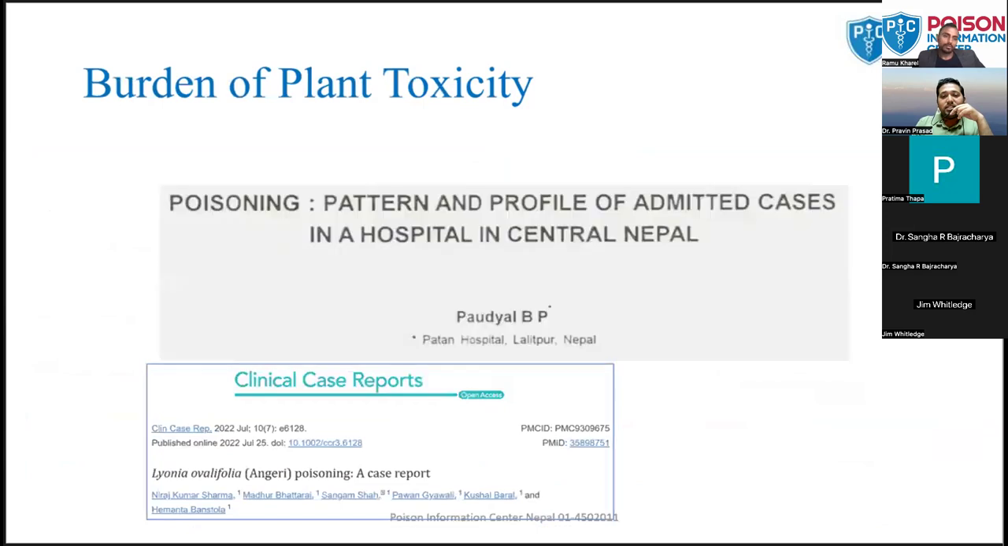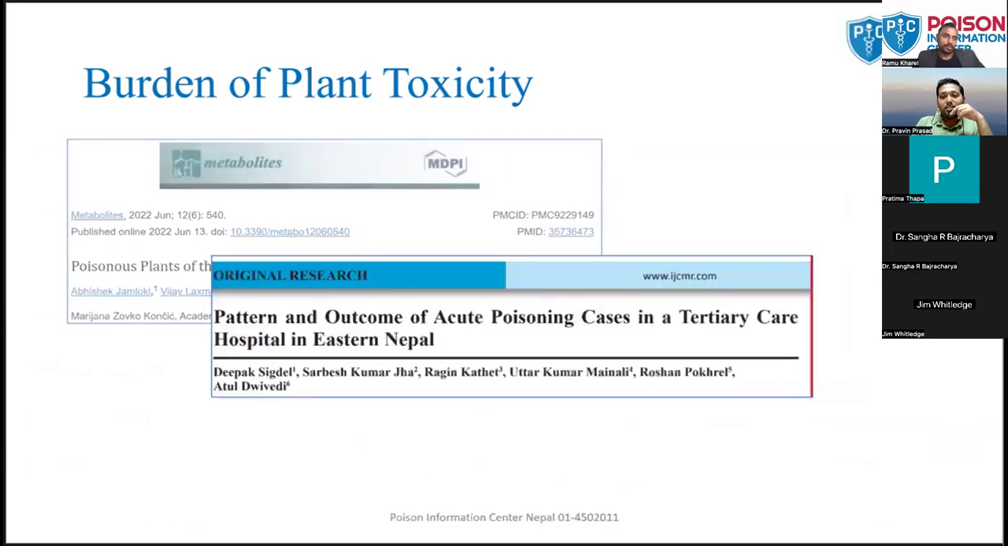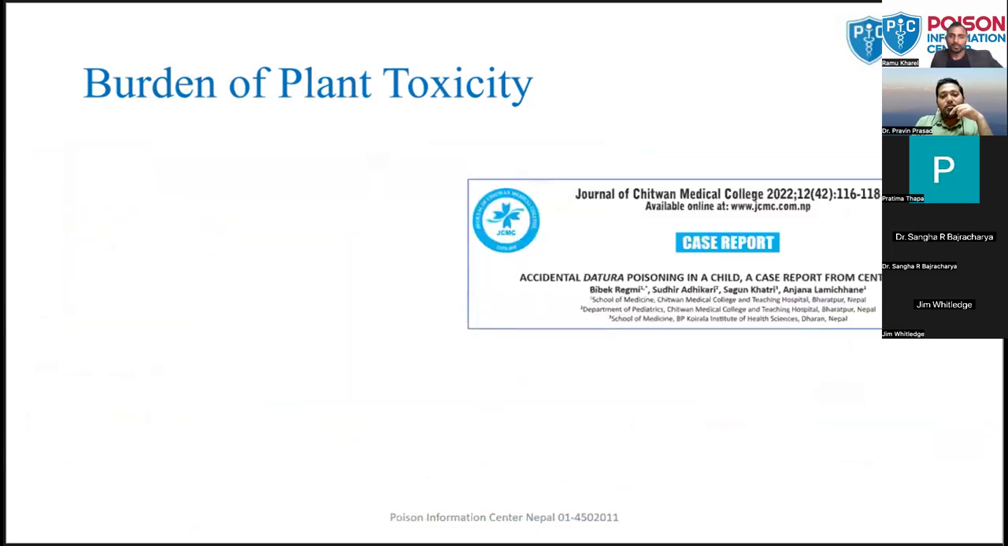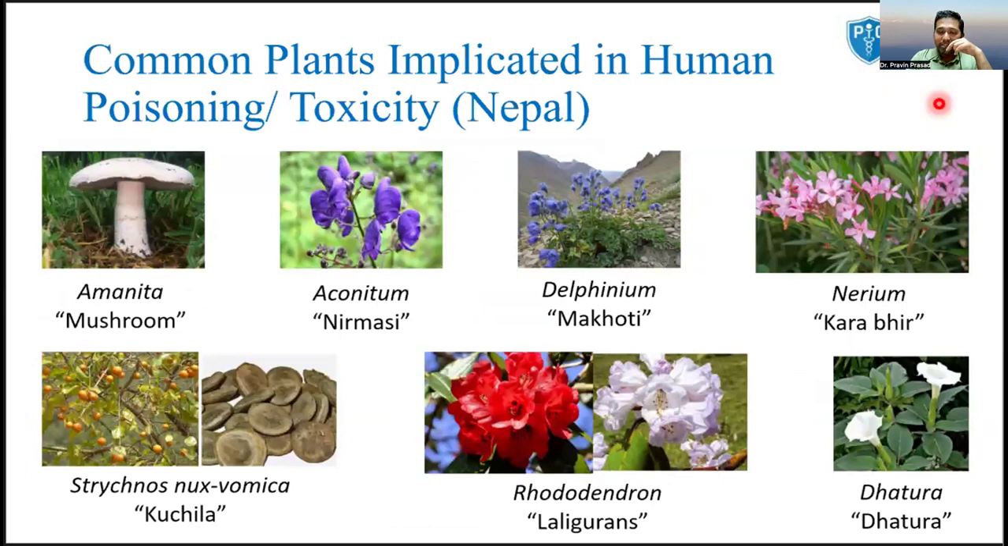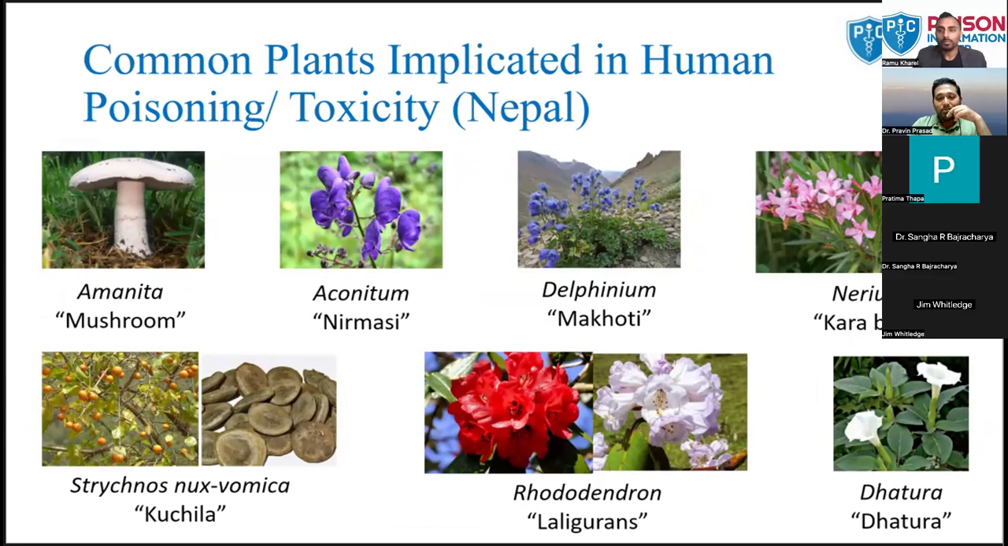And based on these case reports, if we try to compile them, what we find are the common plants implicated in human poisoning or toxicity in Nepal: mushroom, Amanita, the Aconitum, the common name for that would be Nirmasi, then the Delphinium, also known as Mahakoti, Nerium, or the oleander, the common name for that would be Karabir, and Strychnos nux-vomica, the common name for that would be Kuchila.